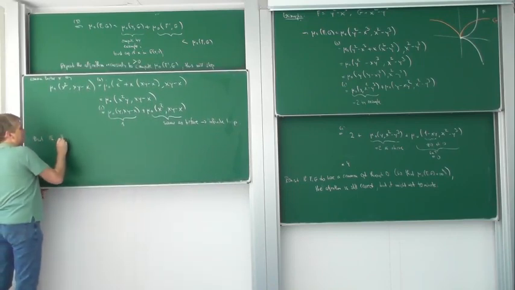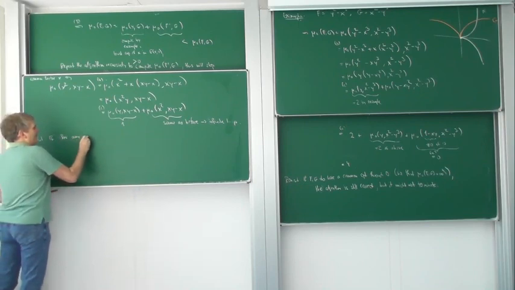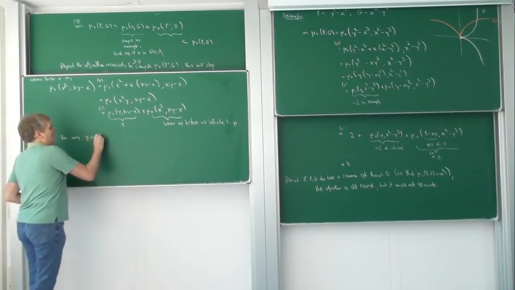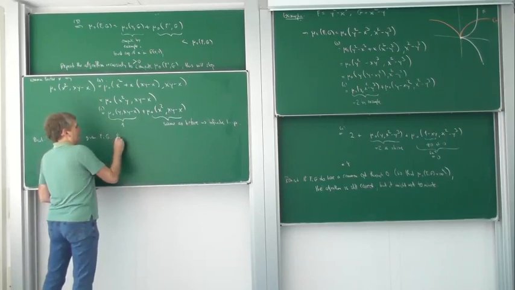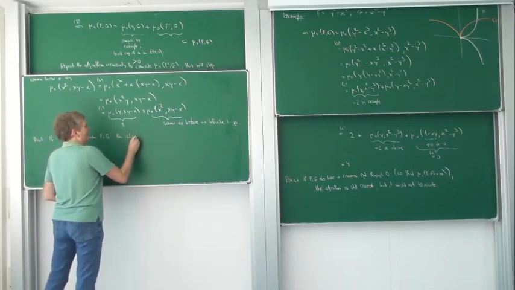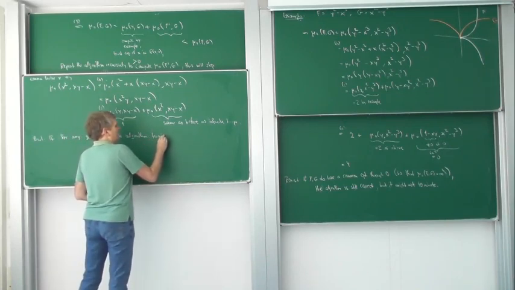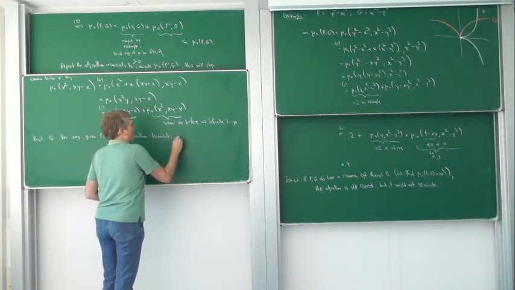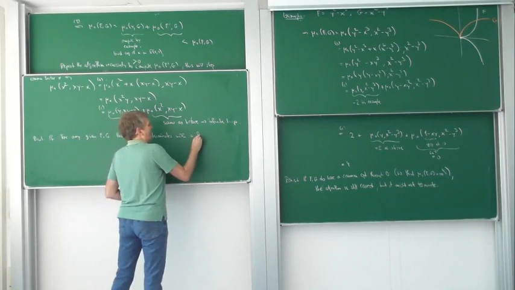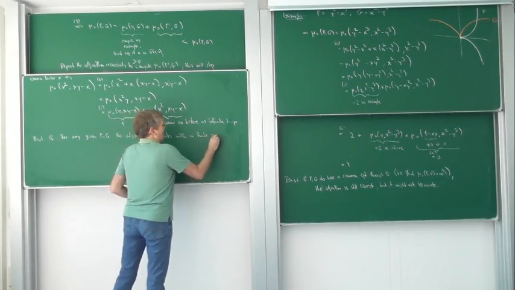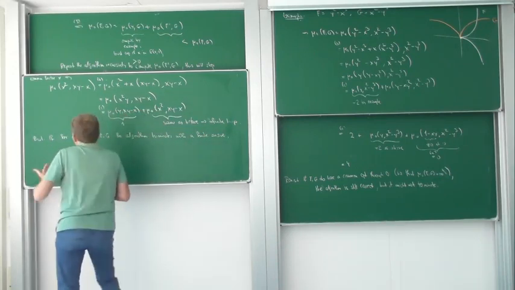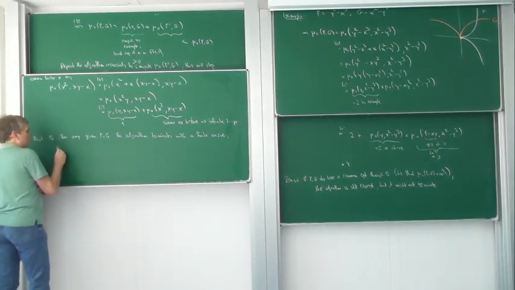But if for any given curve the algorithm terminates with a finite answer, then this also proves that there is no common component.